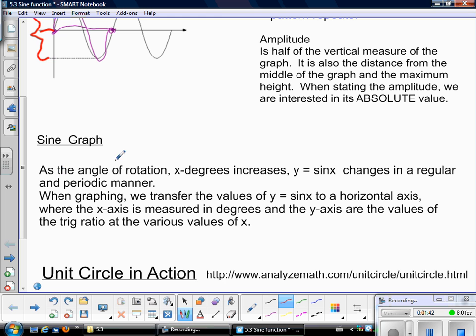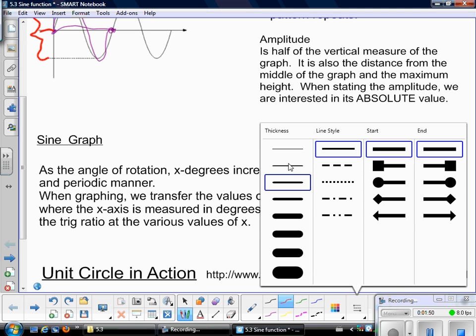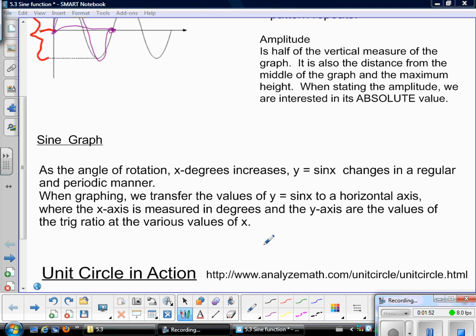So I'm just going to read this to you and highlight anything that I think is quite important. So to start with, as the angle of rotation, x degrees, increases, y equals sine x changes in a regular and periodic manner. So what we mean by a regular and periodic manner, remember when we talked about coterminal angles in the sense that in different places you end up with the same ratio? That's how we're getting this regular periodic manner. And we'll talk a little bit closer about that.